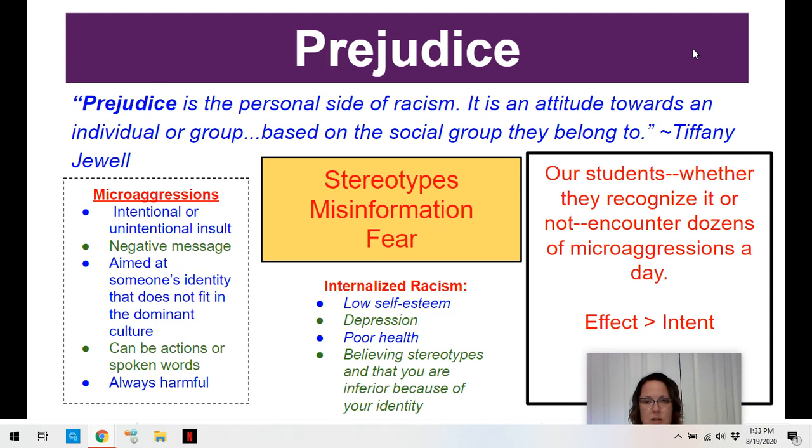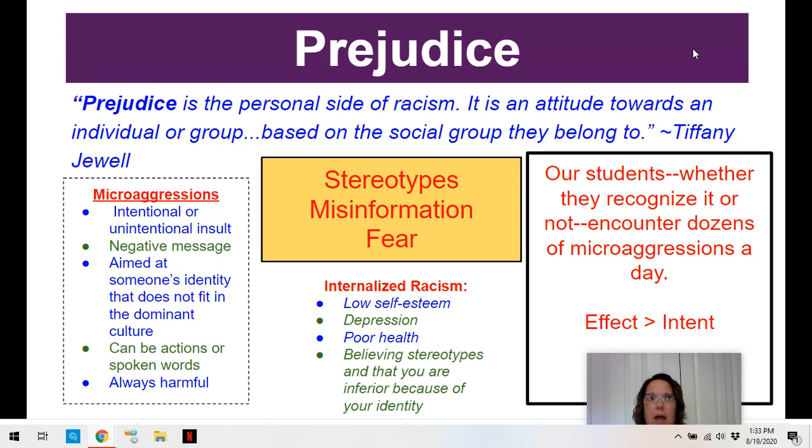And what happens when we do that is that the racism gets internalized. Whether, like I said, students probably aren't consciously thinking, wow, my teacher is really racist, but something inside of them is telling them that they don't fit in the box. And that contributes to low self-esteem, depression, poor health, and then also believing those stereotypes and that you're inferior and that you don't fit into a box, you fit into the stereotype instead.